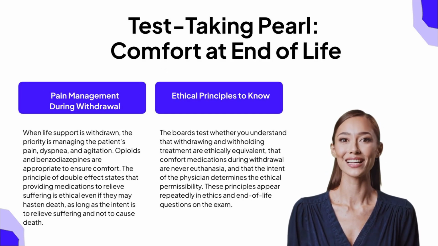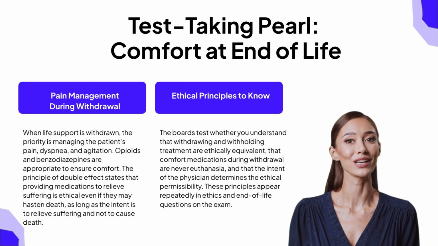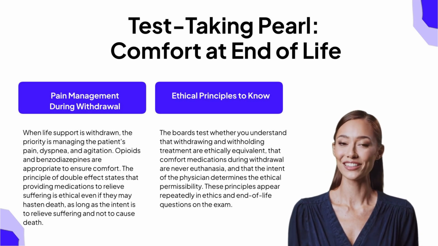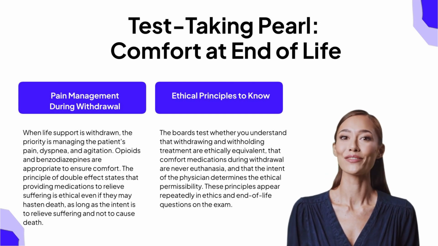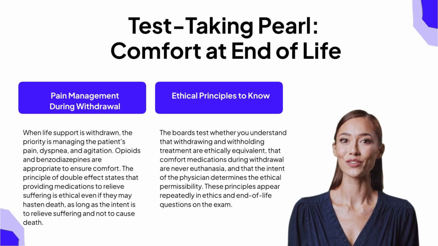Here is an important test-taking pearl about comfort at end of life. When life support is withdrawn, the priority is managing the patient's pain, difficulty breathing, and agitation. Opioids and benzodiazepines are appropriate to ensure comfort. The principle of double effect states that providing medications to relieve suffering is ethical, even if they may hasten death, as long as the intent is to relieve suffering and not to cause death.